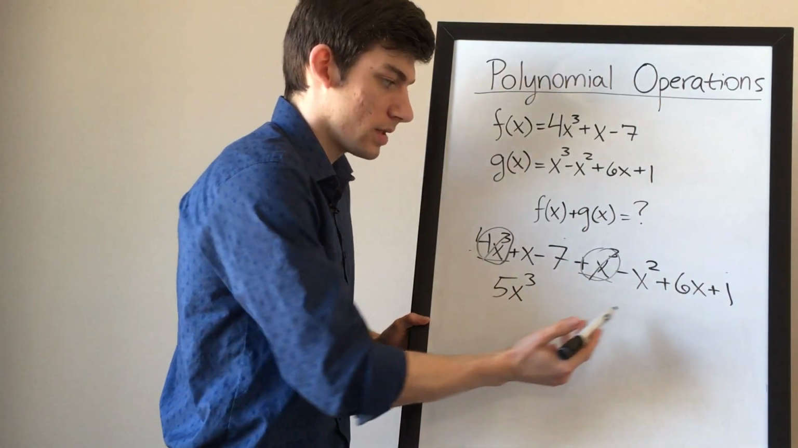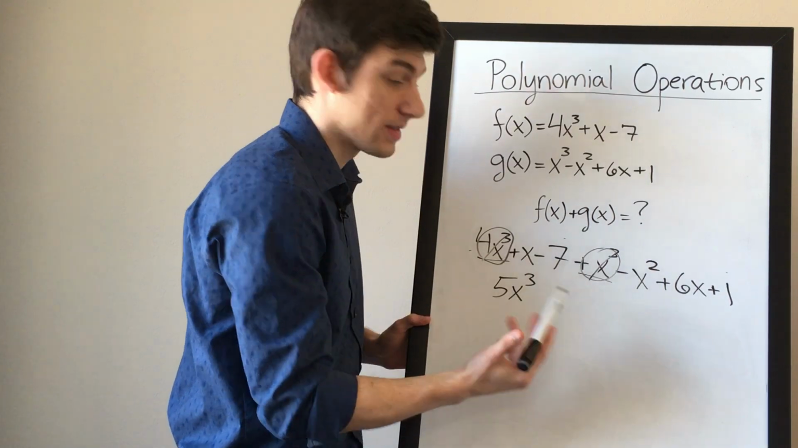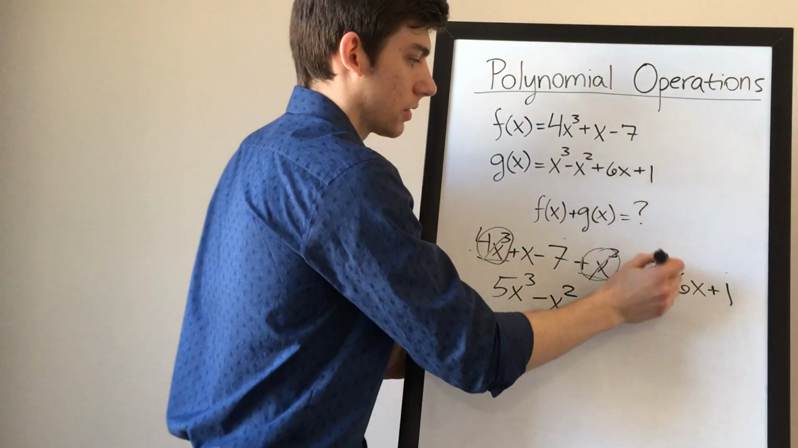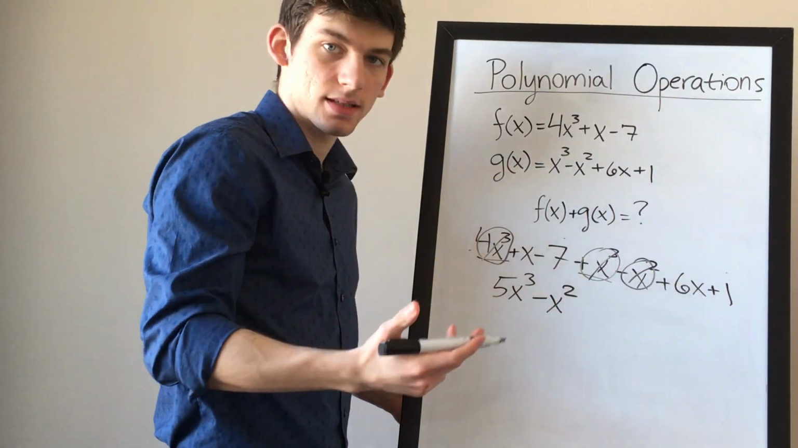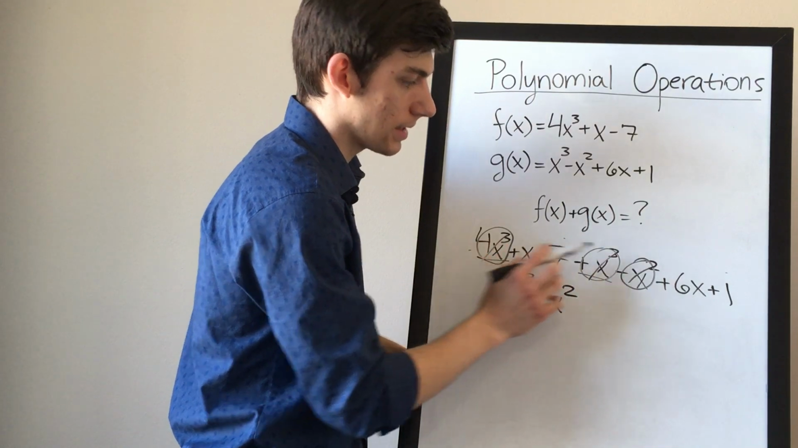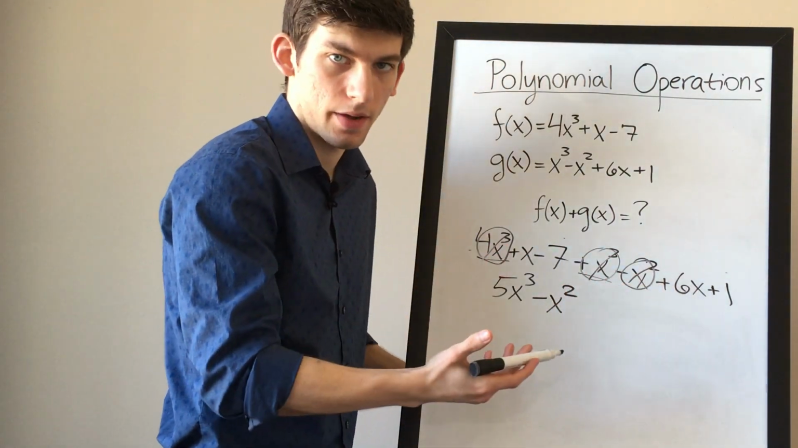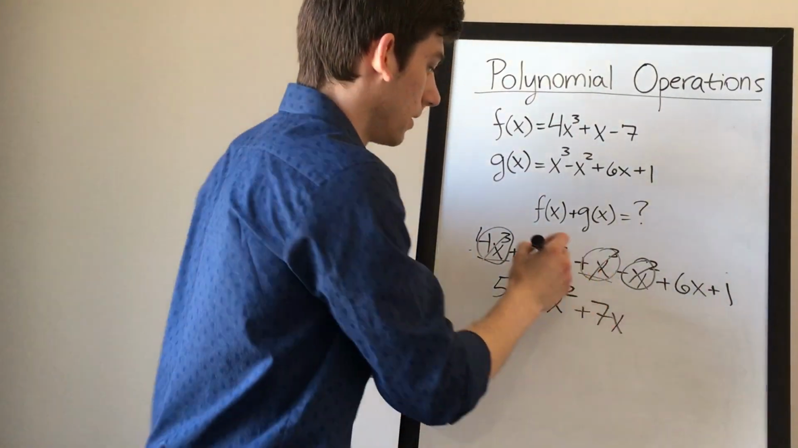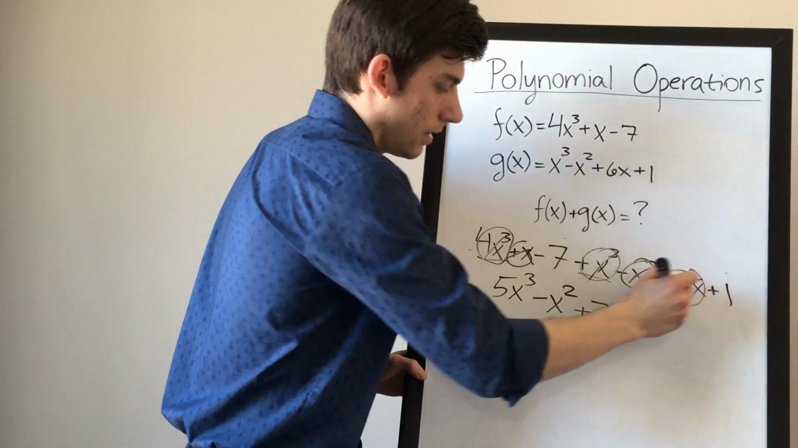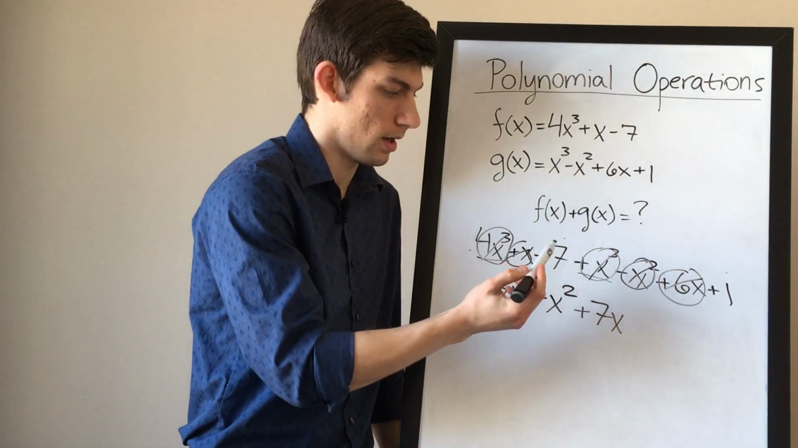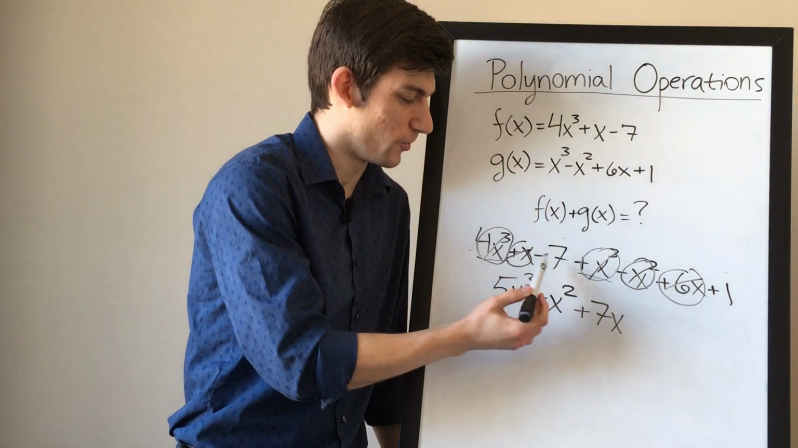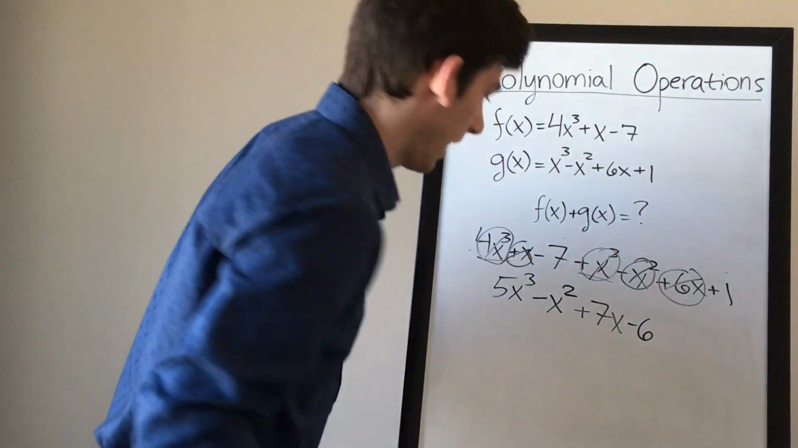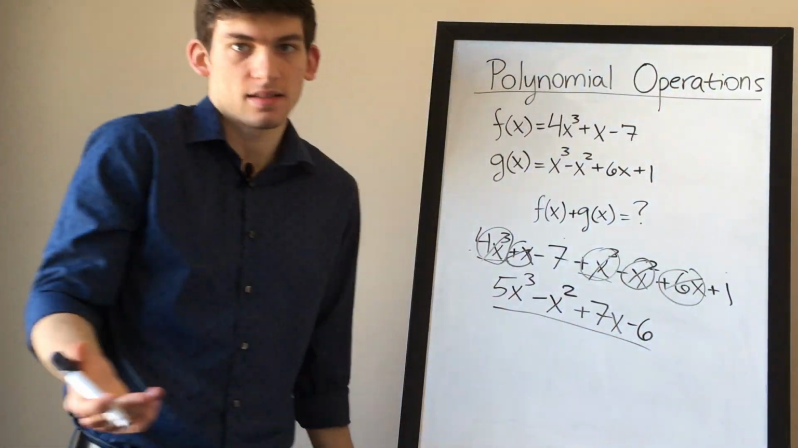Do we have any x squared terms? Yes, we have a negative x squared, and that's the only one. No problem, so just write that down. Let's cross that out. Do we have any just x terms? Yes, we do. We have plus x and we have plus 6x. Combine them and that makes plus 7x. Let's cross that out. And finally, we have our constants. So negative 7, and then you have a plus 1, so that just makes negative 6. And that's it. That's all there is to it.